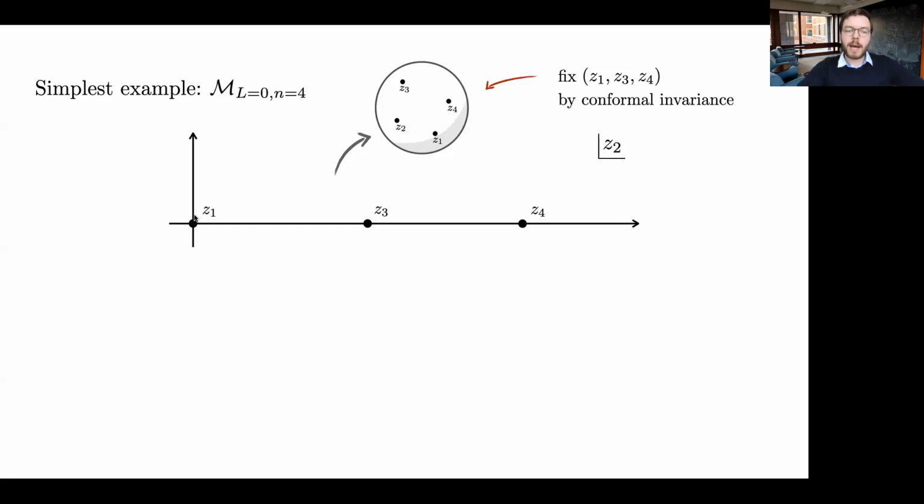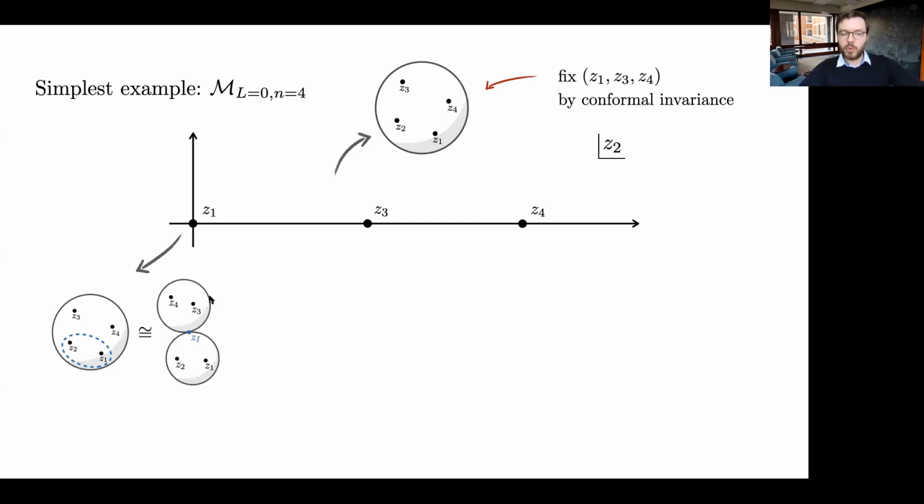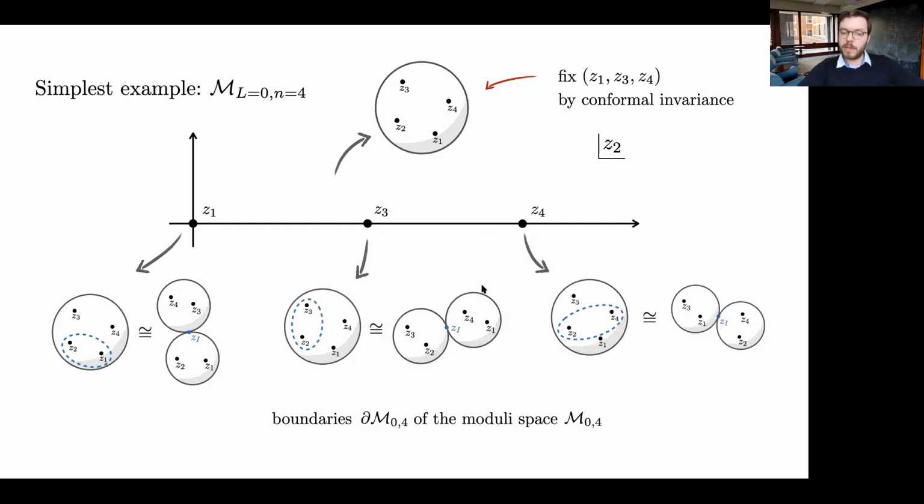And what we want to look at now is configurations in the neighborhood of these dangerous points. So what happens when Z2 approaches Z1? One way of thinking about it is putting a lasso around these 2 points and then shrinking it to 0. In this way, the surface bubbles into 2 Riemann spheres connected by a point. You can repeat the same story when Z2 approaches Z3 and when Z2 approaches Z4. And these things already look like S, T and U channel diagrams, and we call them boundaries of the moduli space.